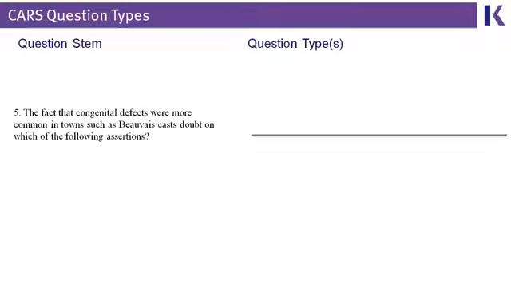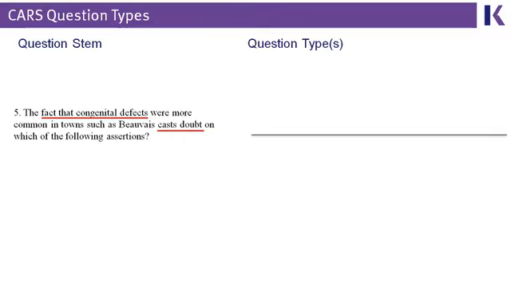Question 5 has some clues in it. First of all, as we're reading along, we see that there's a fact from the passage, the fact that congenital defects do something. And then that fact will cast doubt on something else. This is going to be a fact from the passage, so we know this is a reasoning question within the passage. And then we see that that fact is going to cast doubt on something.